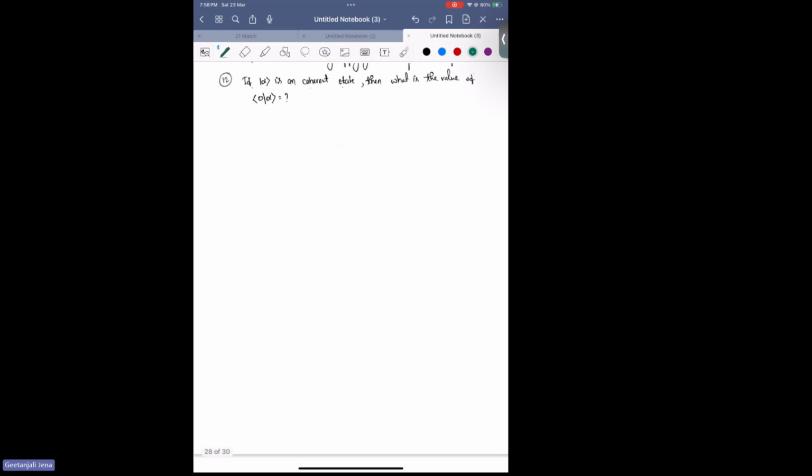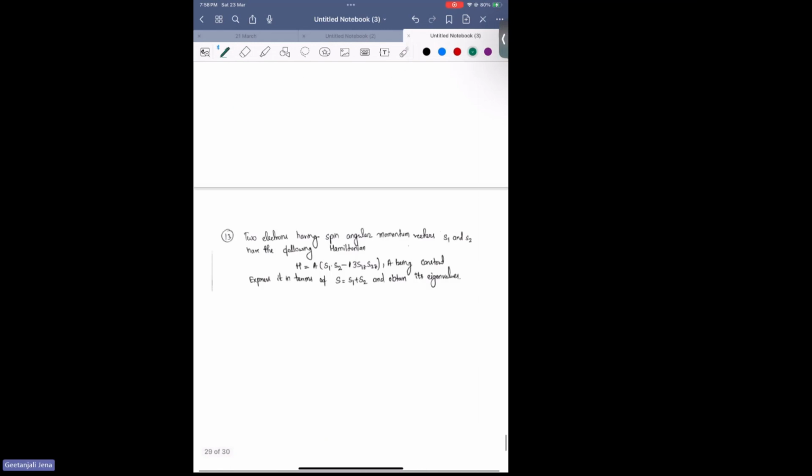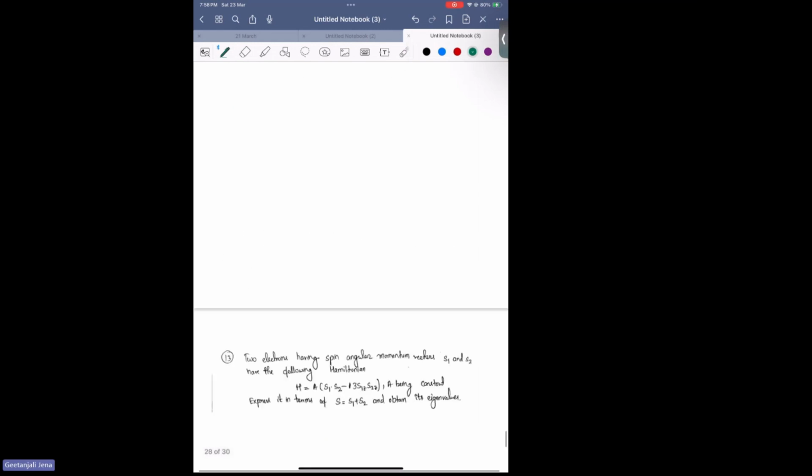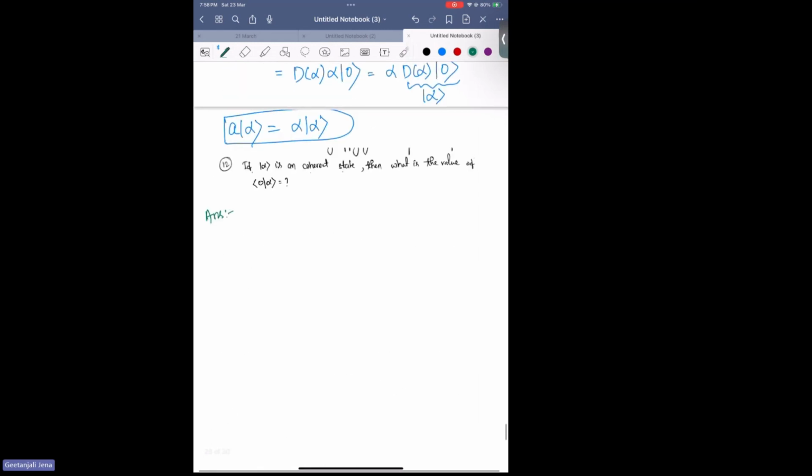So before ending this section, let us solve this one. Then we can end our section. This is also based on the covariant state. The last question we can solve in the next section. So it is given alpha is a covariant state, then what is the value of 0 alpha? The inner product of the vacuum state with alpha.